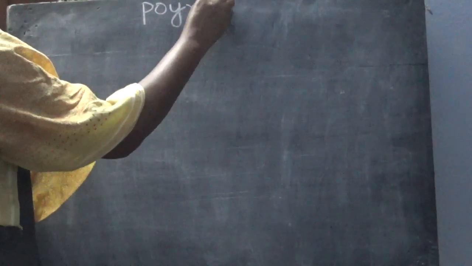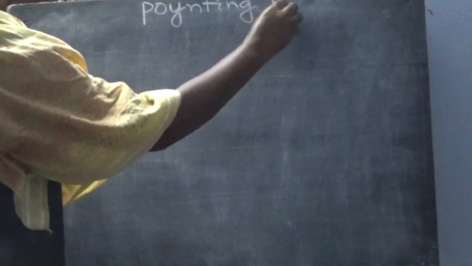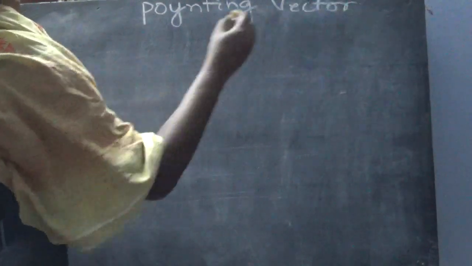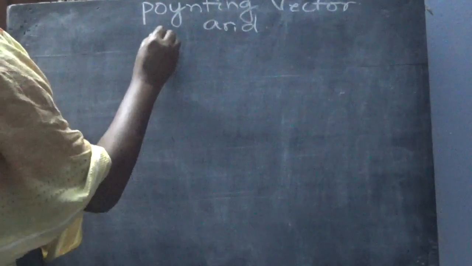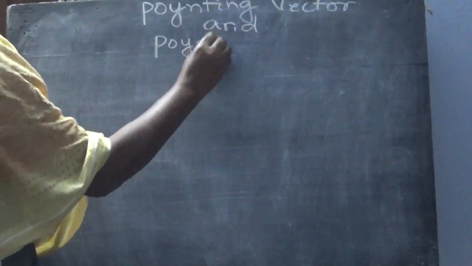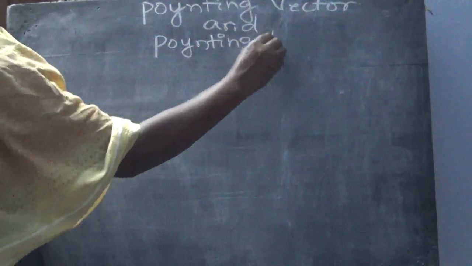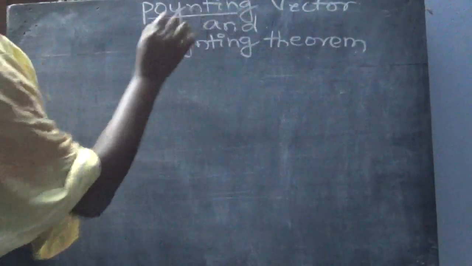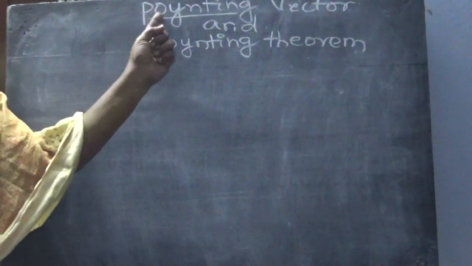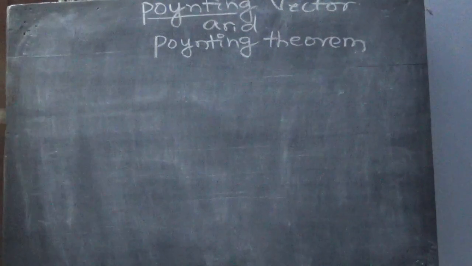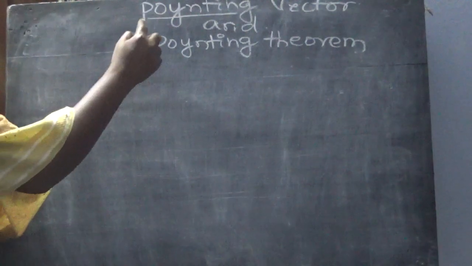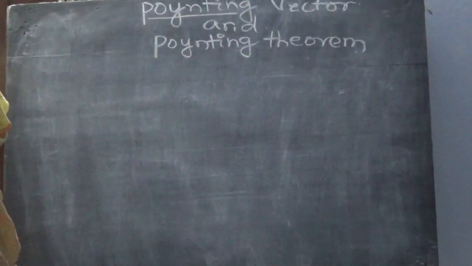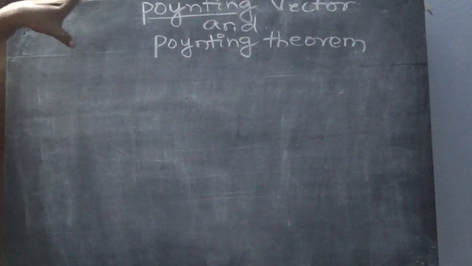In today's class, we are going to learn the Poynting vector and Poynting theorem. So this Poynting is a scientist's name. It's not P-O-I-N-T. It is P-O-Y-N-T. So in the name of the scientist Poynting, the theorem is given this name.